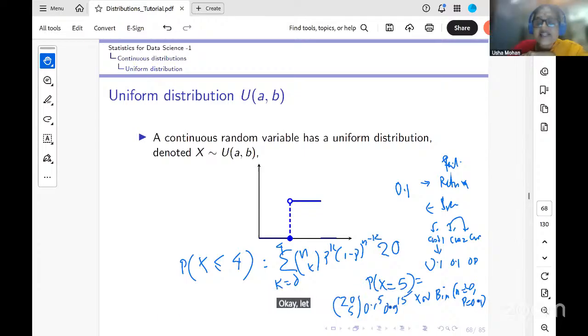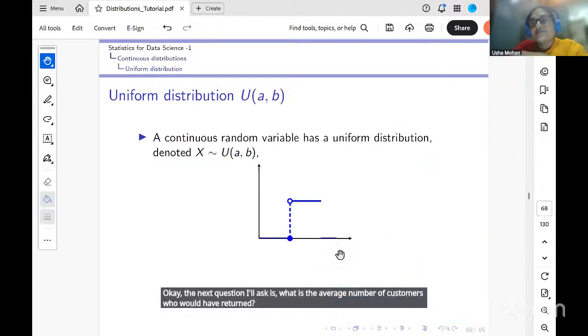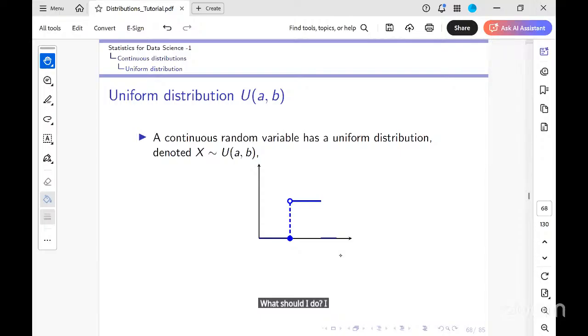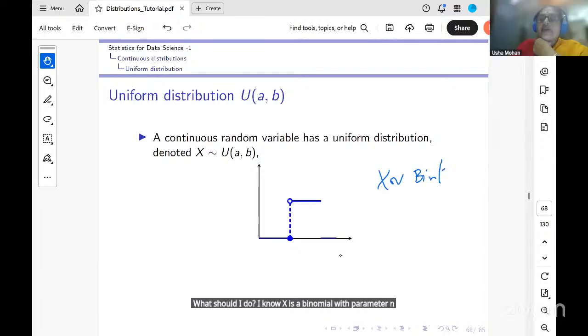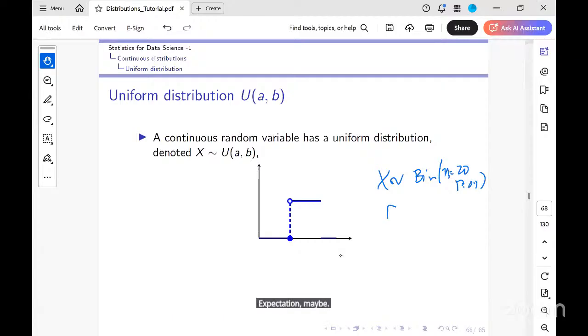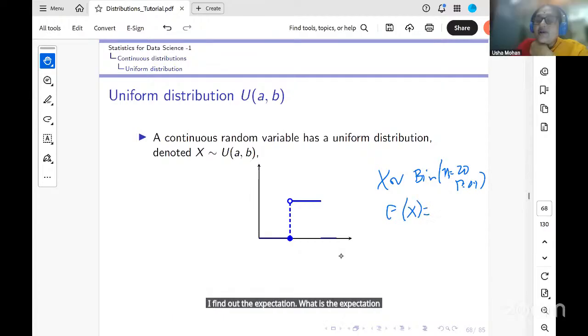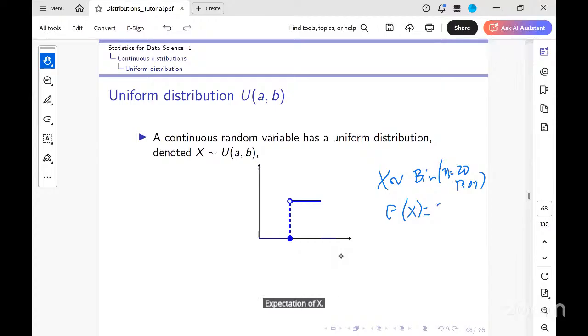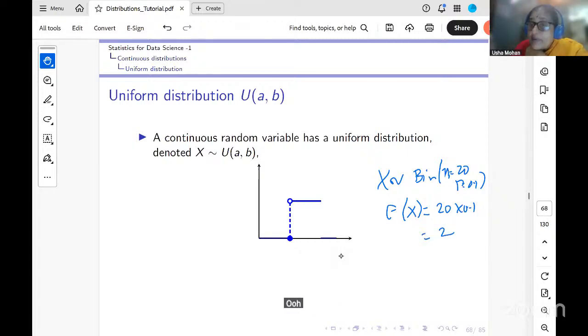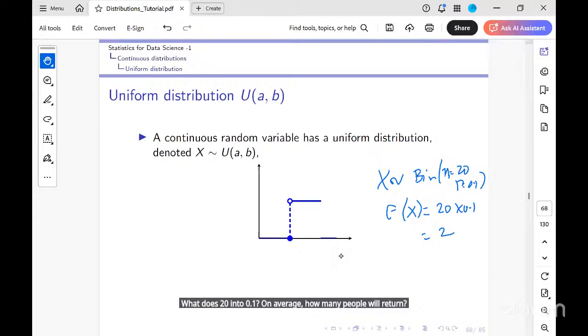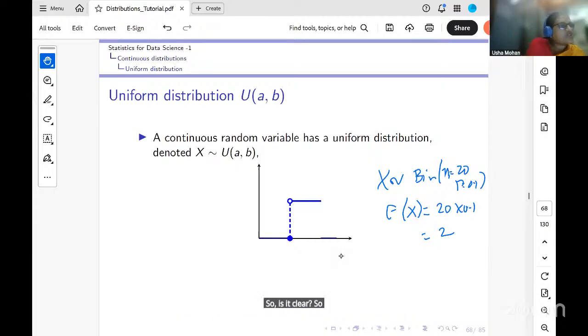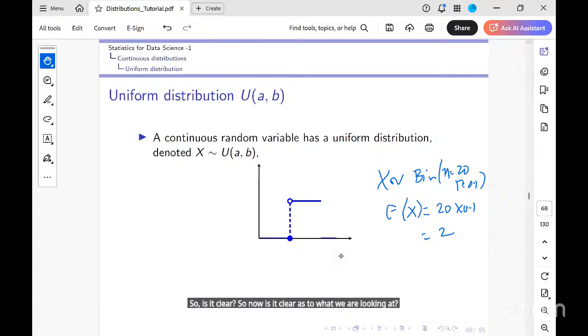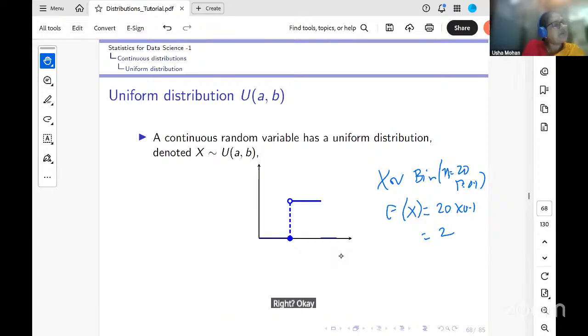The next question I'll ask is, what is the average number of customers who would have returned? What should I do? I know x is a binomial with parameters n equal to 20 and p equal to 0.1. I find the expectation. What is the expectation of a binomial? np. What is 20 into 0.1? 2. Then on average, how many people will return? 2. Is it clear? So now is it clear what we are looking at? Yes, ma'am.